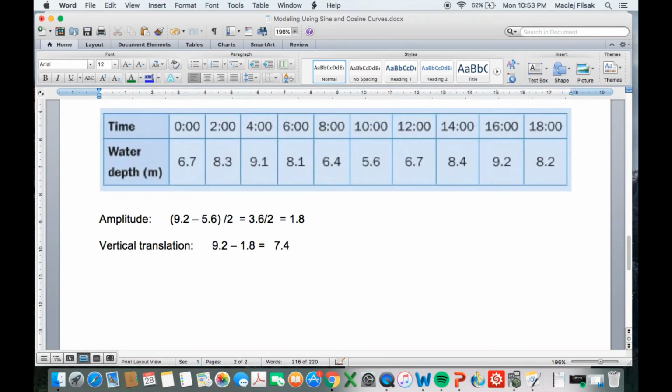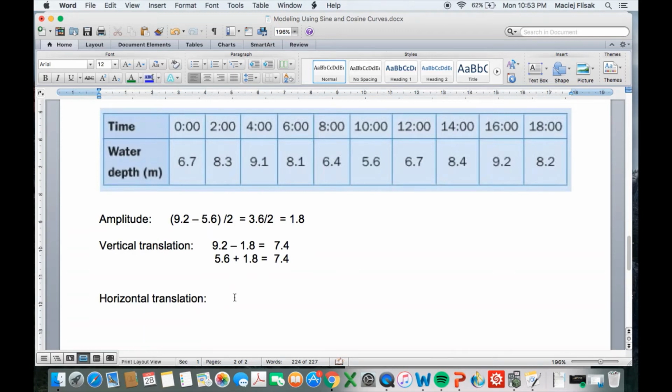Now let's do horizontal translation. And remember, for the vertical, you can confirm, or you could have done it from the bottom point as well. So I could have done the bottom point, which is 5.6, added the amplitude to take me up to the center line, and those two added also gives me 7.4. So 7.4 is where that center line is, all right? It's right in the middle with the amplitude either way.